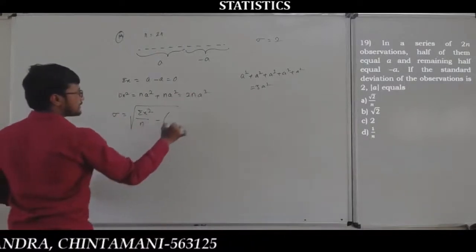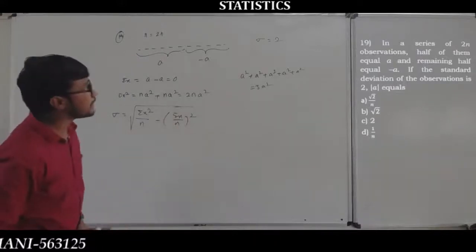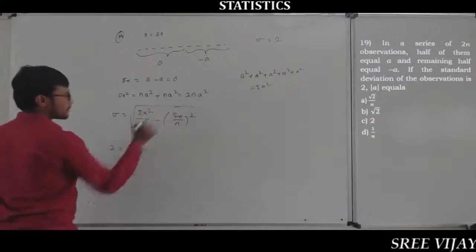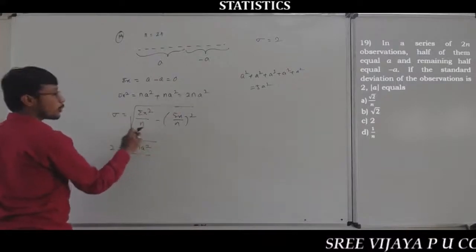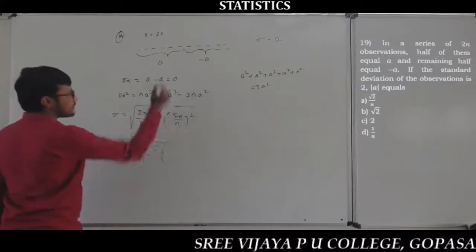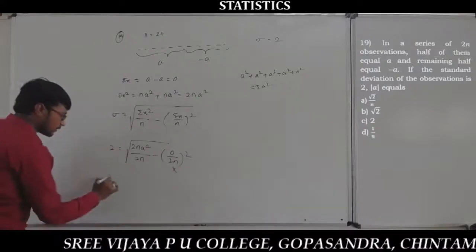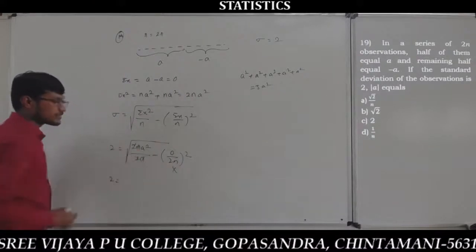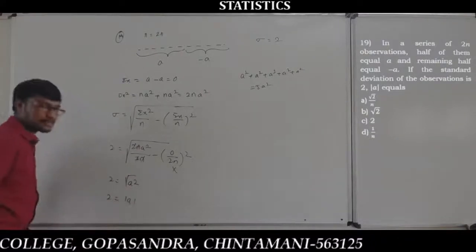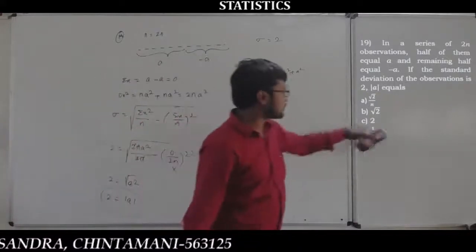Minus summation of x by n whole square. So what is sigma? It is the square root of, what is summation of x square? 2n a square. How many observations? 2n. Minus, what is summation of x? It is 0. The number of observations is 2n, whole square, it becomes 0. You can use that one. 2 gets cancelled, n gets cancelled. What is remaining? Root of a square. What is root of a square? It is modulus of a, right? So what is that value? It is 2. Option C.